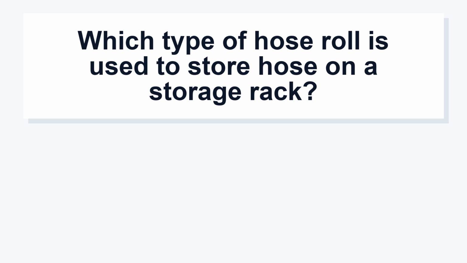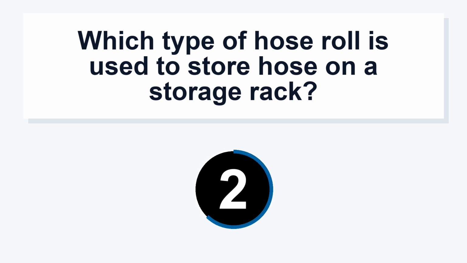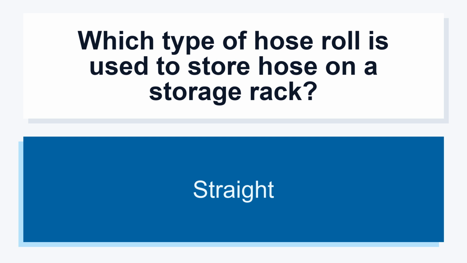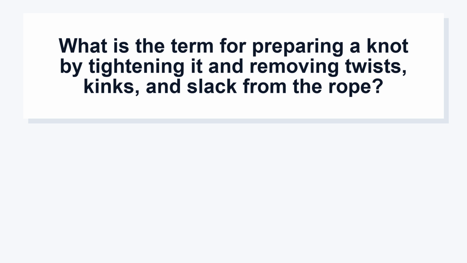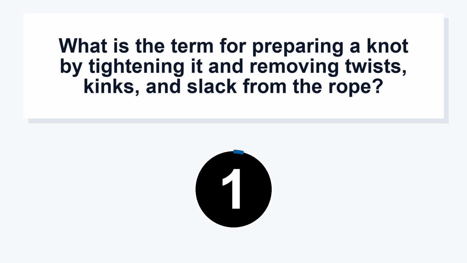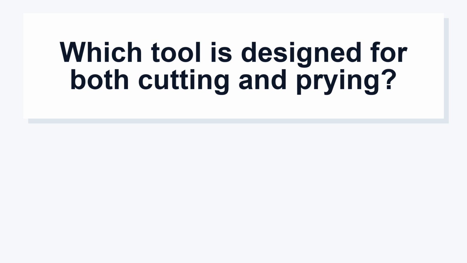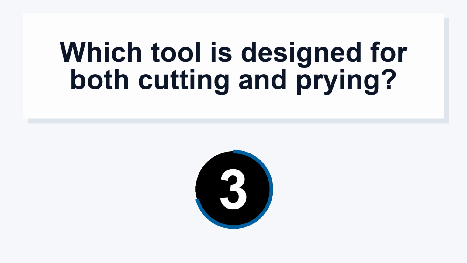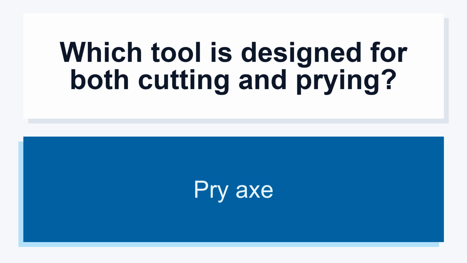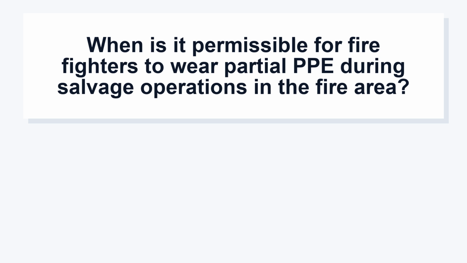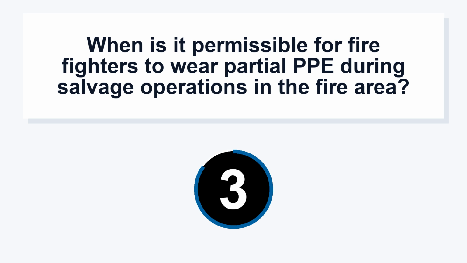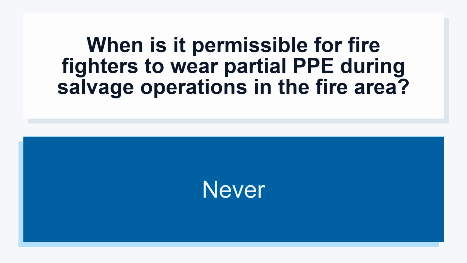Which type of hose roll is used to store hose on a storage rack? Straight. What is the term for preparing a knot by tightening it and removing twists, kinks, and slack from the rope? Dressing. Which tool is designed for both cutting and prying? Pry axe. When is it permissible for firefighters to wear partial PPE during salvage operations in the fire area? Never.